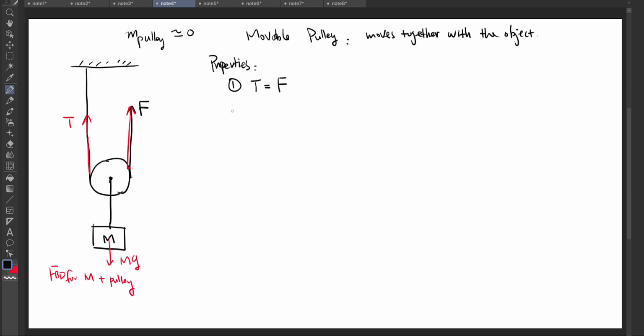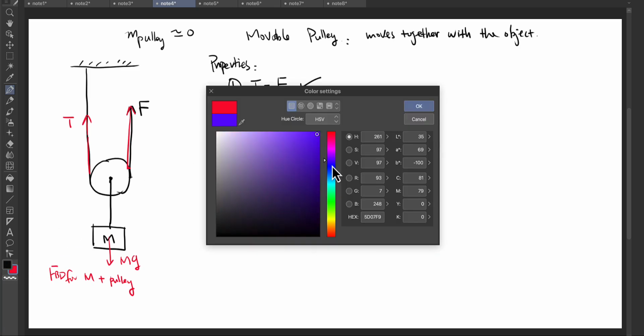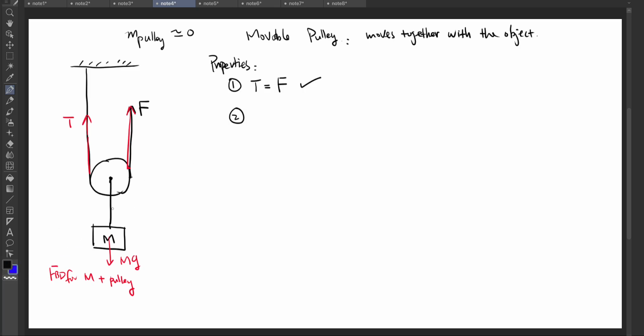So that's why we still have this condition here. Okay, still have this condition. Now the second property is about the displacement. Okay, so let me draw the displacement with a different color. Let's say this mass M ascends by delta x.